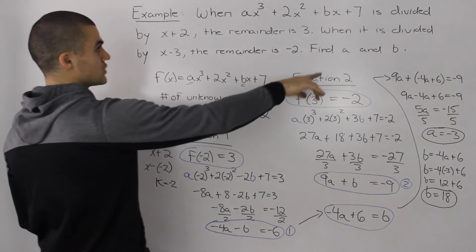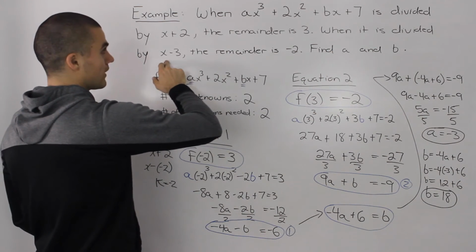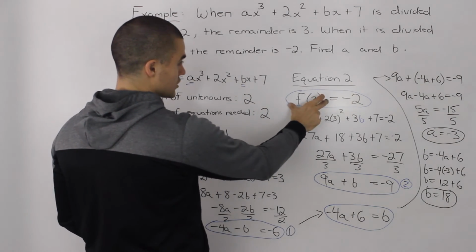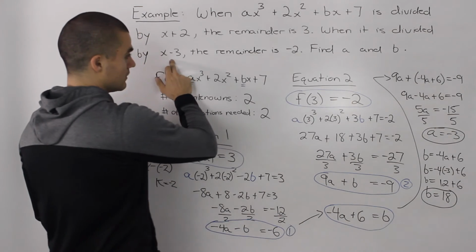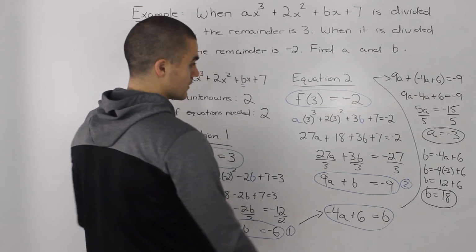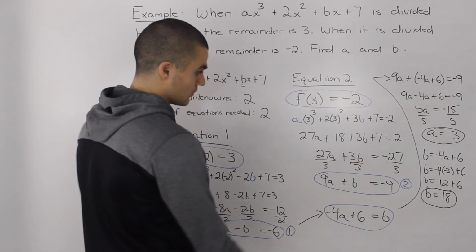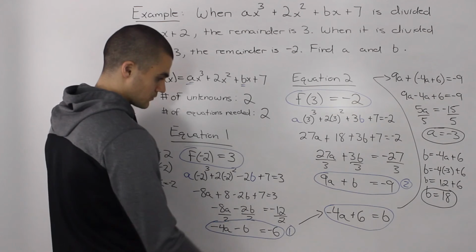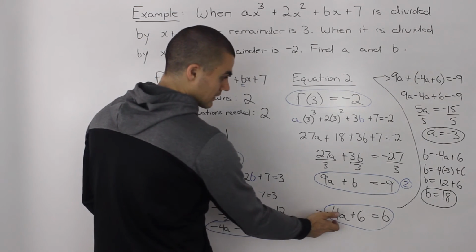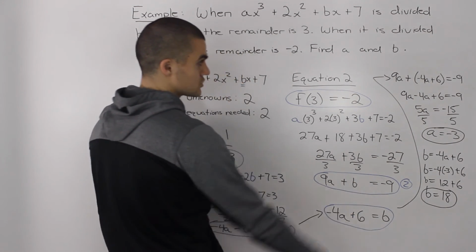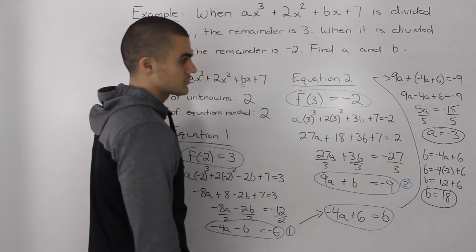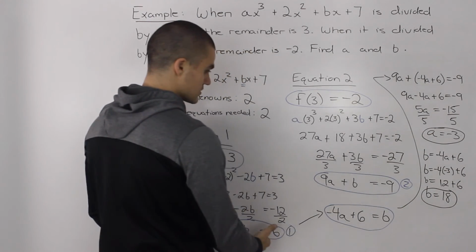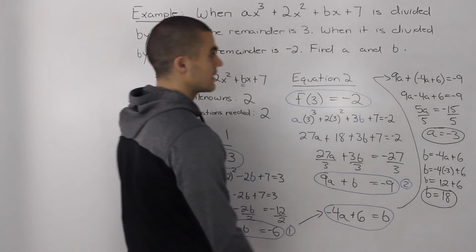Then we found our second equation with the piece of information saying when the dividend is divided by x minus 3, the remainder is negative 2. So we can make another equation here, f of 3 is equal to negative 2. And then doing all the algebra, we got our second equation of 9a plus b equals negative 9. So then what I did was I isolated for b in equation 1, and then subbed in that b into equation 2, just up here. And then we were able to solve for a, got negative 3 for a, and then plug this a value back into equation 1 to get a b value of 18.